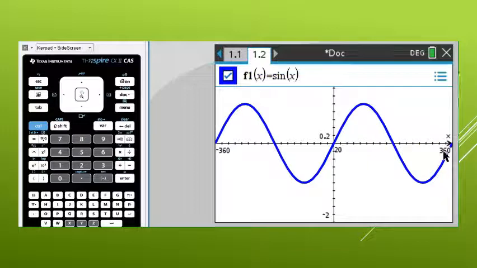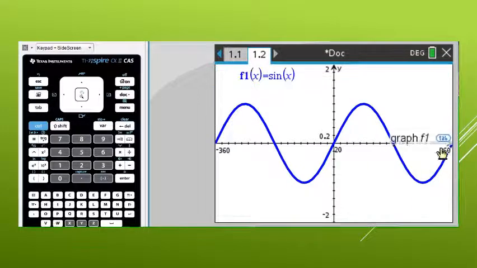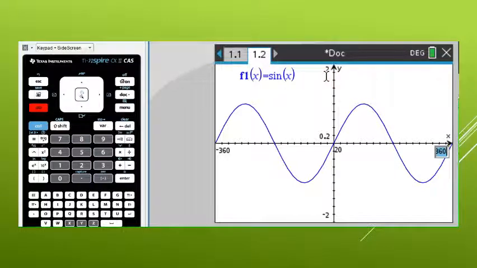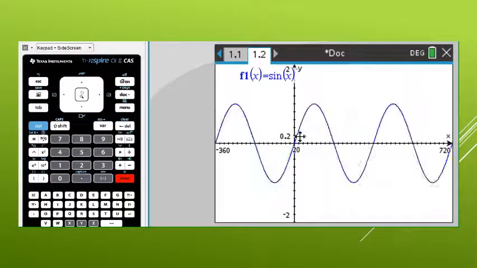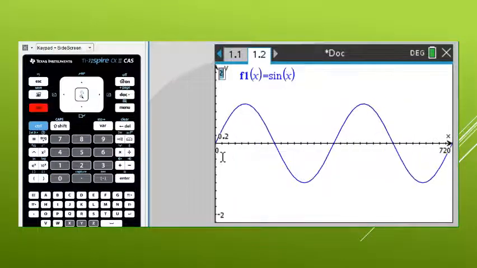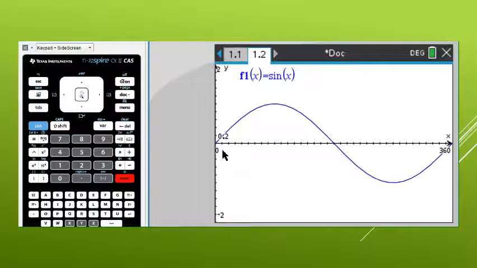If I change this number here, I'll just double click on this and tab over to here, and if I make this 720, twice as far out, you'll see the sine graph goes up and back here and then starts repeating itself every 360 degrees. Anyhow, I'm going to change this to 0. I'm going to keep that as positive 2, and I'm going to change this one to 360. And there's our graph going from 0 to 360.